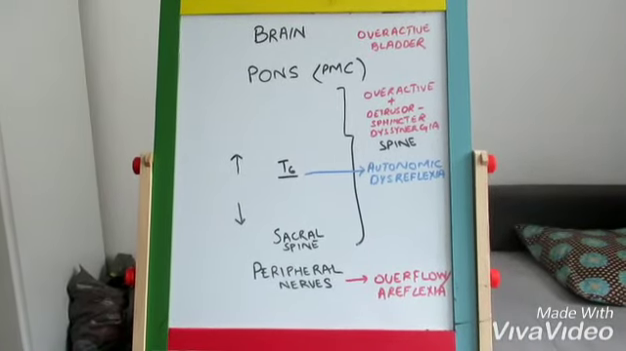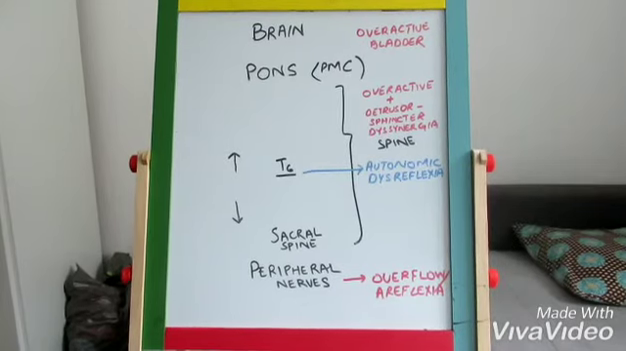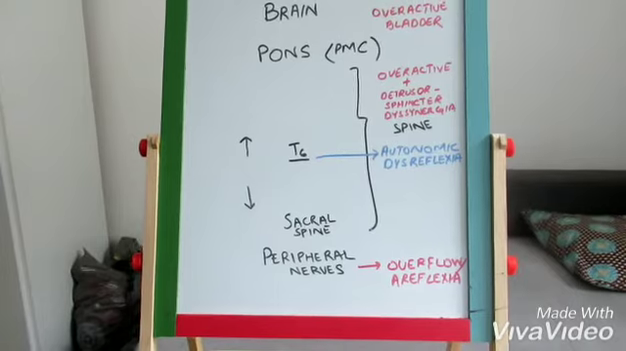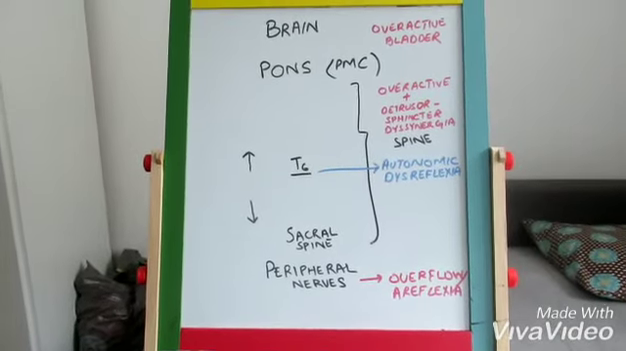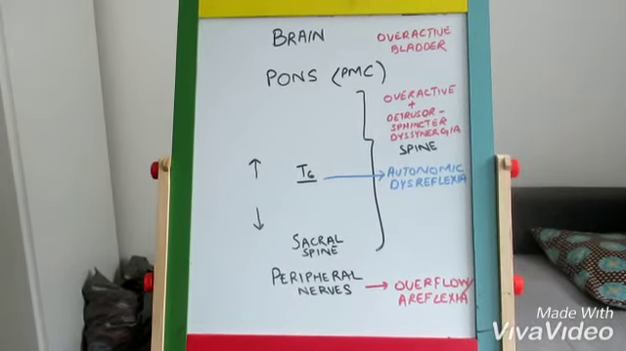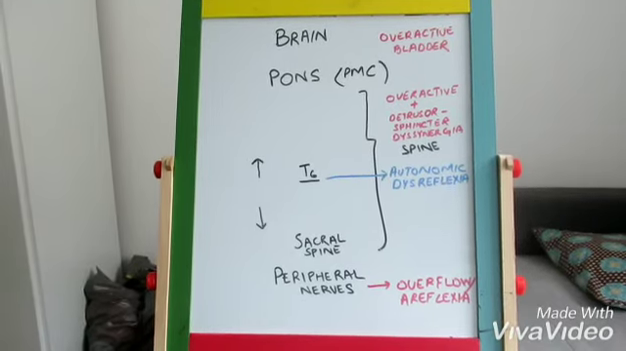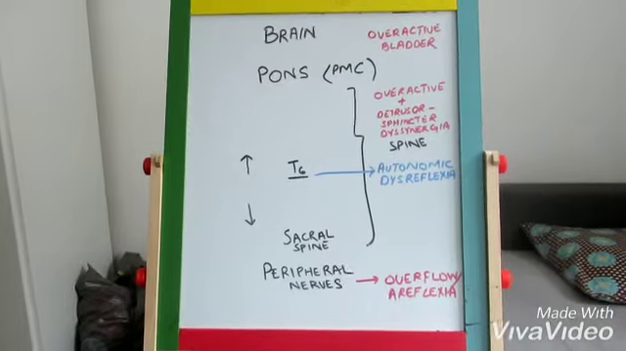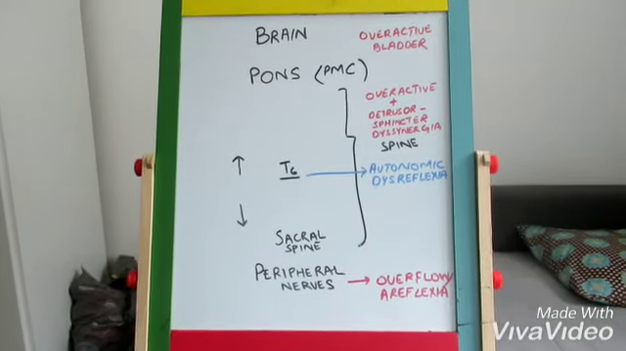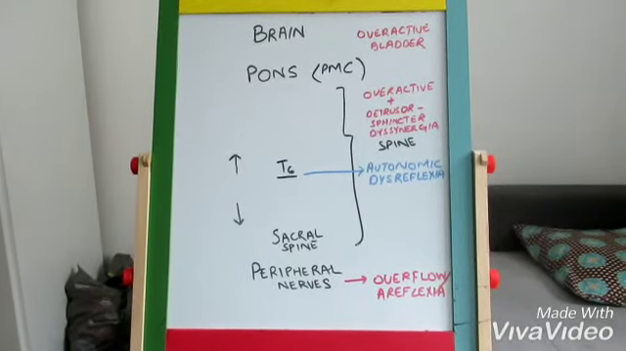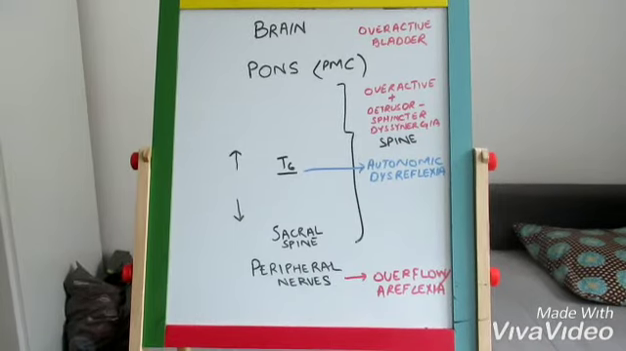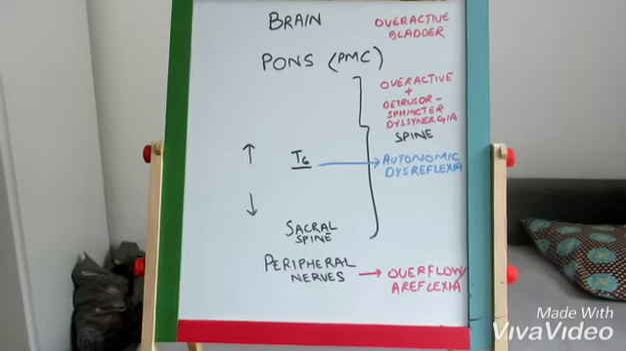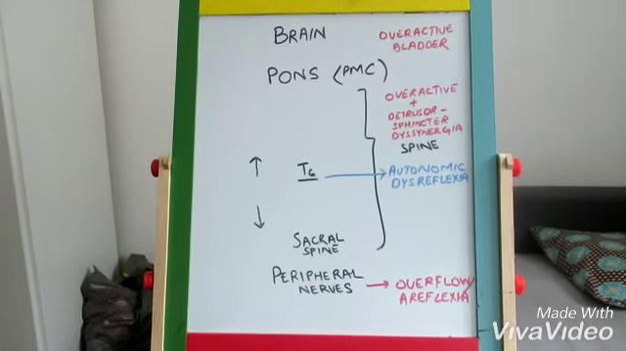At the same time, the bladder is spastic. So the bladder is spastic, and the external urethral sphincter is also contracted. So there is urge to evacuate, but only small amount of urine is passed because of the constricted sphincter. So this is called detrusor sphincter dyssynergia. It's present when the lesion is from pons to spine, sacral spine.